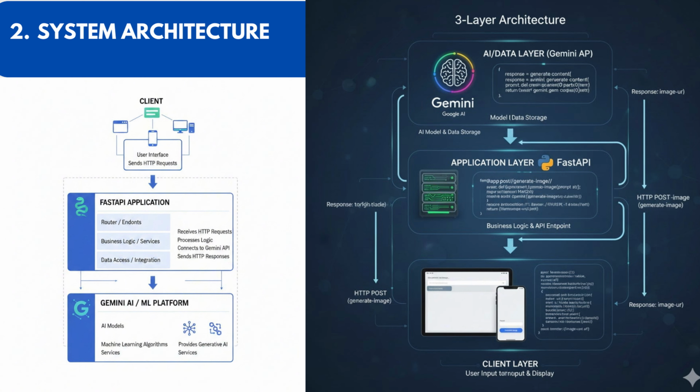Now let's see what the architecture consists of. The first one is Tier 1, the client layer, the browser-based interface. The second one is Tier 2, the application layer, built with FastAPI. It acts as the central orchestrator. And the final one is Tier 3, the service layer, the Google Gemini API for multimodal processing.